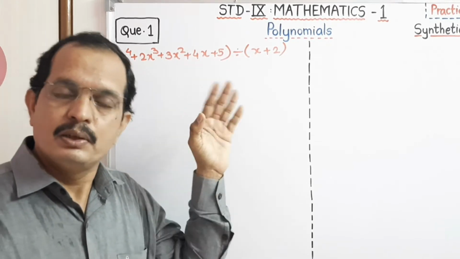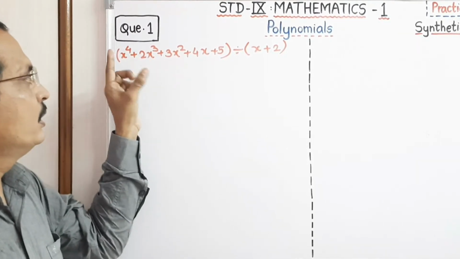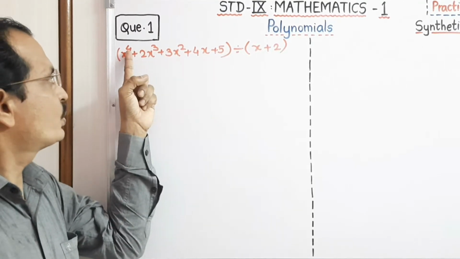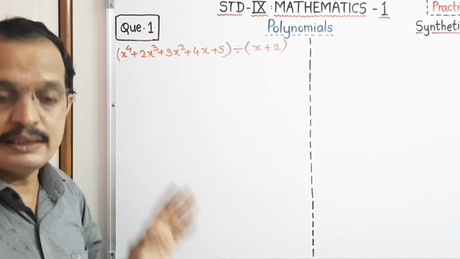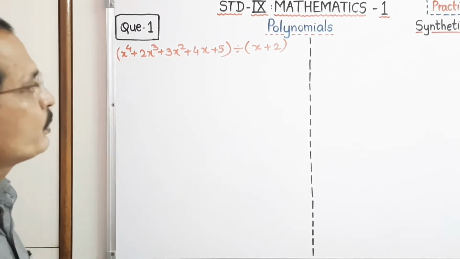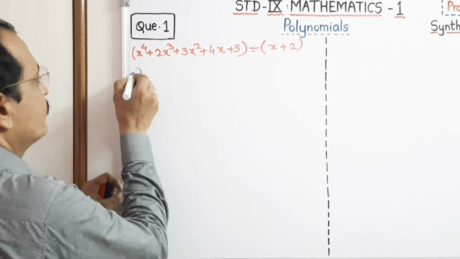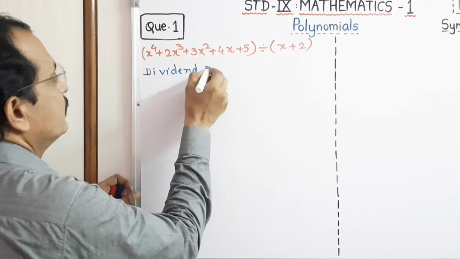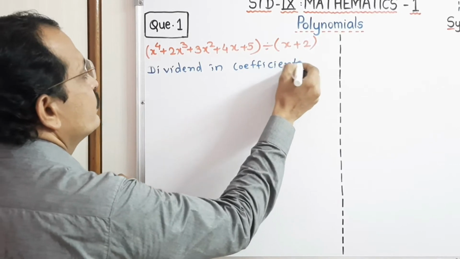Now see the terms: 1, 2, 3, 4, 5. That means the terms are complete there. Now see the arrangement of the terms. This is 4, 3, 2, 1, 0. That means the dividend is in standard form, it is in index form. Now we have to write it in coefficient form. Therefore we have to write here the divisor, dividend in coefficient form.